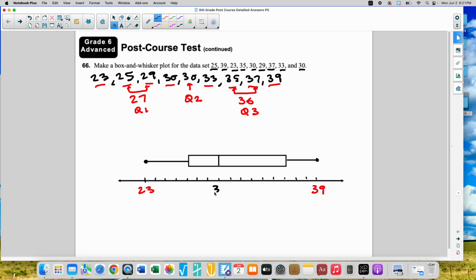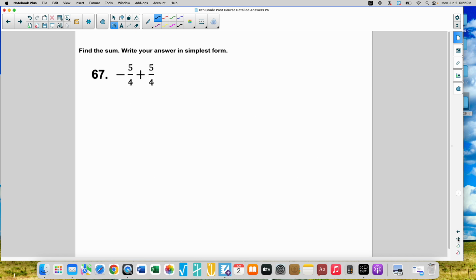That's going to be 30. This is going to be 27, and this is going to be 36. So those are the important values. This is our min, this is our Q1, Q2, Q3, and our max. Nice. I like that. That looks pretty good. Okay, so that's how you do a box and whisker.